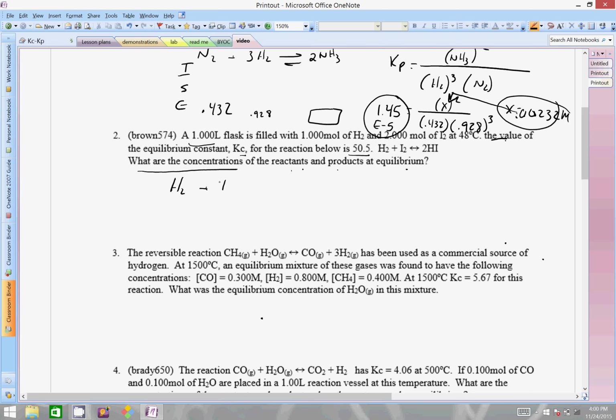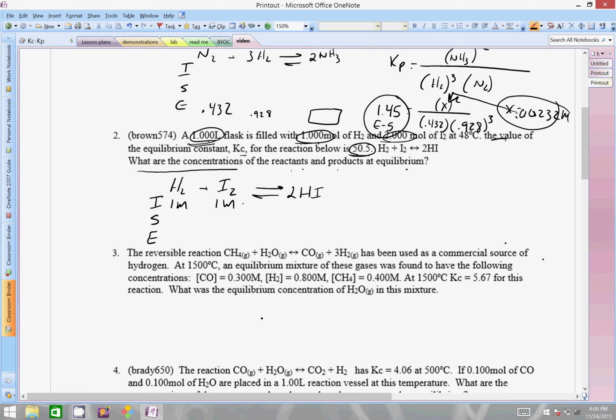H2 plus I2 yields 2HI. Initial stoichiometric ratio: I have 1 mole per liter. Notice 1 mole in 1 liter is 1 mole per liter. Note they're holding 4 sig figs here. So we want to hold probably 4, although the K value only has 3, so we would end up having 3 in our final calculation. So you go with the smallest.